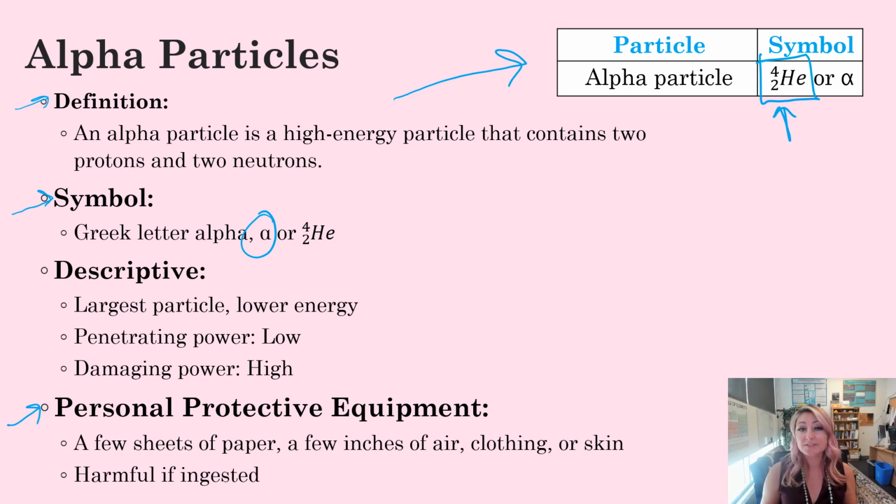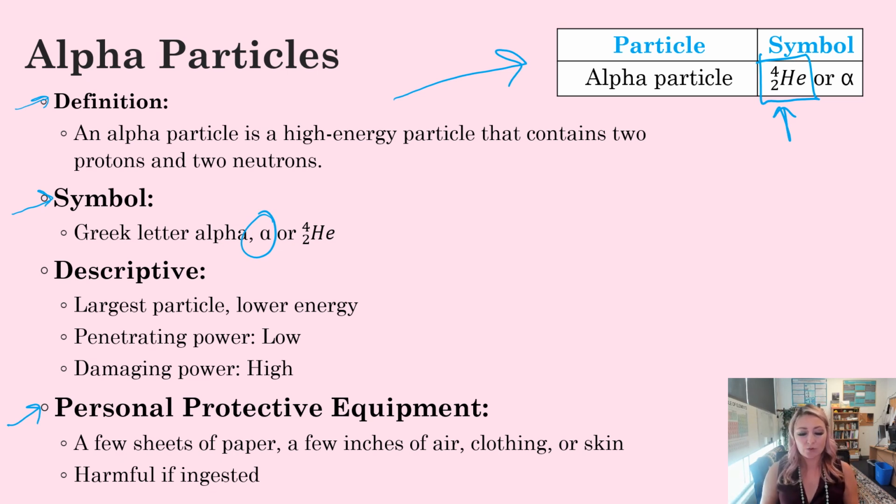So our alpha particles are the largest particles. They have the lowest energy. They have very low penetrating power, meaning they can't go through material as easily as some of the other particles, but their damaging power is very high. The damaging power is higher as alpha particles can be absorbed by stable nuclides and then will transform them into radionuclides, which can decay and emit radiation. So that's why the damaging power is high despite the penetrating power and the energy being lower.